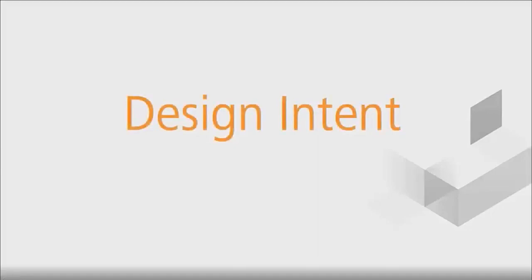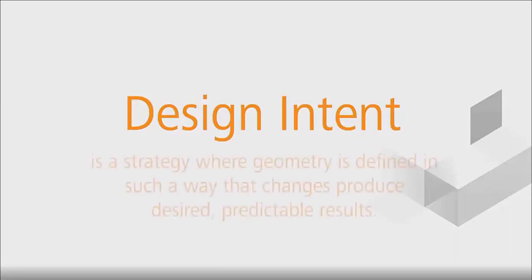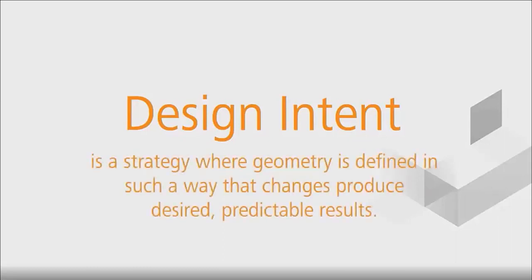In order to discuss how to add dimensions and constraints to sketch entities, which control sketch element sizes and relations, it is important to discuss them in the context of what is called design intent. Design intent is a strategy where geometry is defined in such a way that changes produce desired, predictable results. Let's take a look at how design intent comes into play with something as simple as two vertical lines.